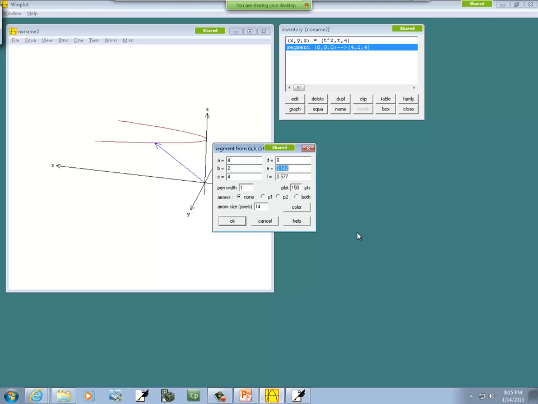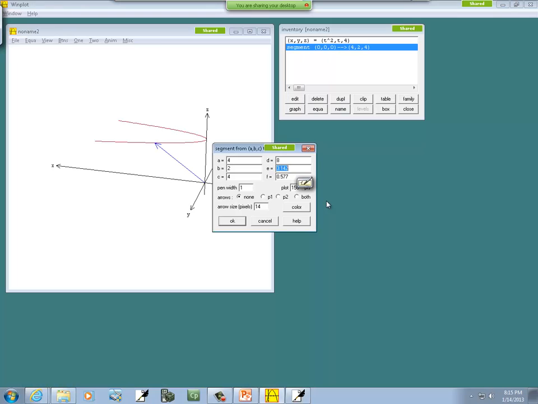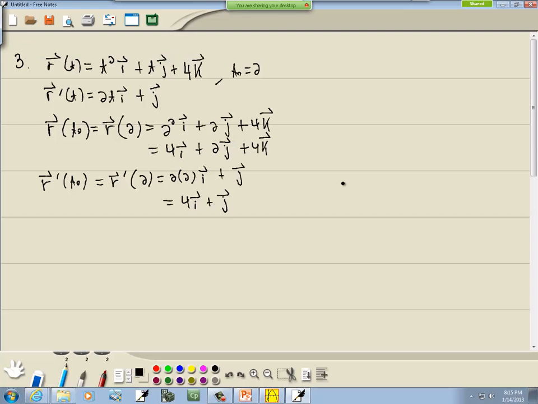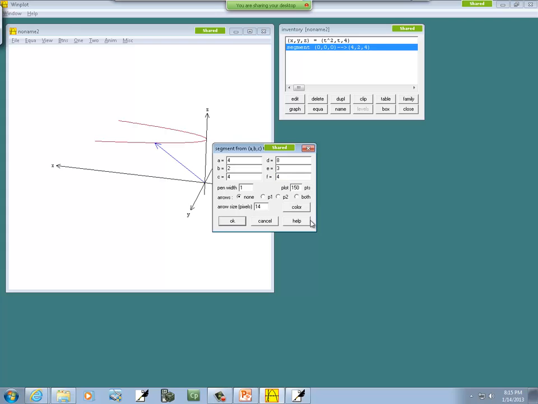For E, this one is 2, and this one's 1, so 2 plus 1 is 3. So I'll put 3 in for E. And for F, see how we don't have a K component down here? So it just stays at 4. It doesn't change. So I'll put 4 in for F. I'll click P2 to put an arrow there. 14's good, and I'll click OK.